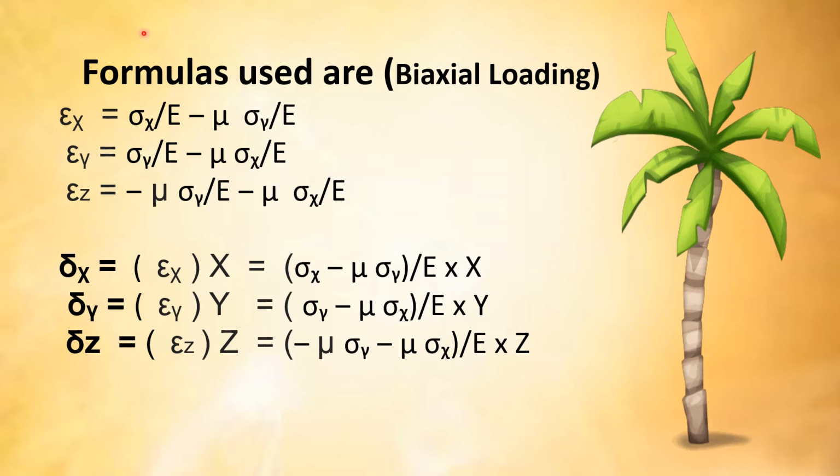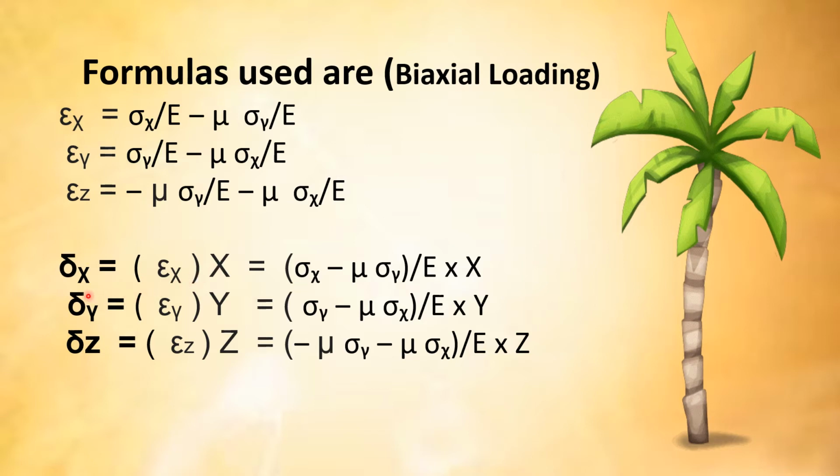The formulas used for biaxial loading are epsilon x, strain in x direction, is equal to sigma x divided by E minus mu into sigma y divided by E. Strain in y direction epsilon y is equal to sigma y divided by E minus mu sigma x divided by E. Epsilon z, strain in z direction, will be equal to minus mu sigma y divided by E and minus mu sigma x divided by E.